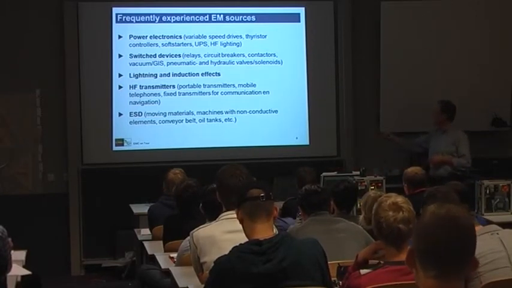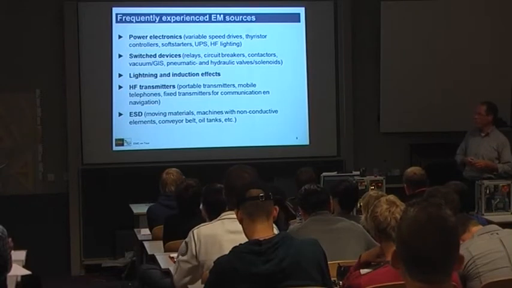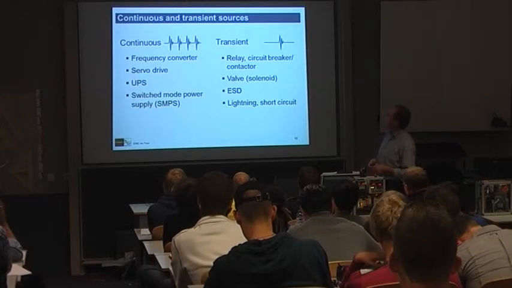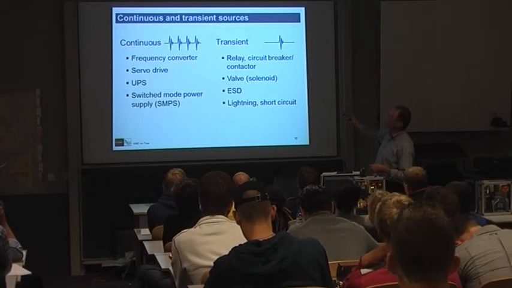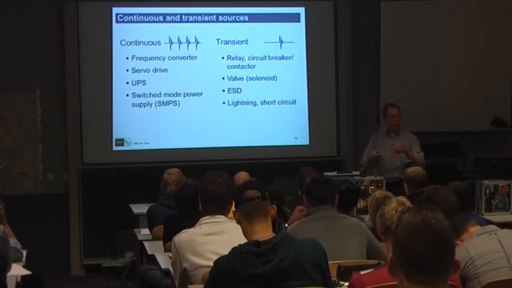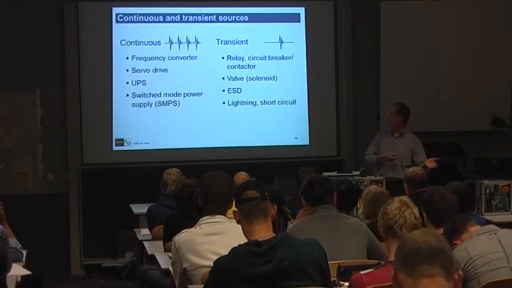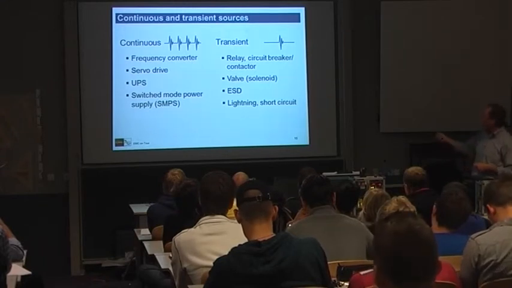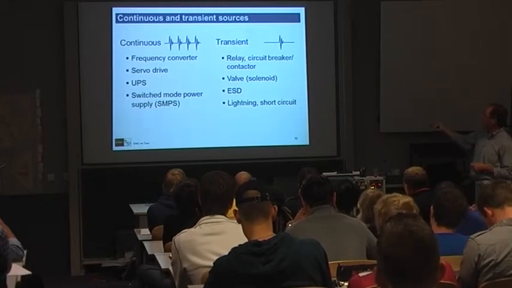Transmitters, ESD. You can explain a little bit about ESD. And some continuous and transient sources. Transients are quite difficult to track down, to find out what is actually happening. Because with continuous, when you switch on, it's there. You can find out. But when it's transient, you have to find out at which moment it coincides with another thing. So you often need more measurements. But continuous sources are the converter, servo drive, UPS, switch mode power supply; transient ones are relay valves, ESD, lighting.